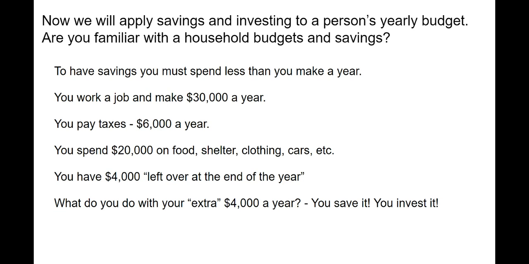So if you look at how your own budget works, to have savings, you have to spend less than you make in a year. So if you work a job making $30,000 a year, you'll pay, say, $6,000 in taxes a year, and maybe spend $20,000 on food, clothing, shelter, etc. So you have $4,000 left over at the end of the year. So what do you do with that extra money? You save it and you invest it.